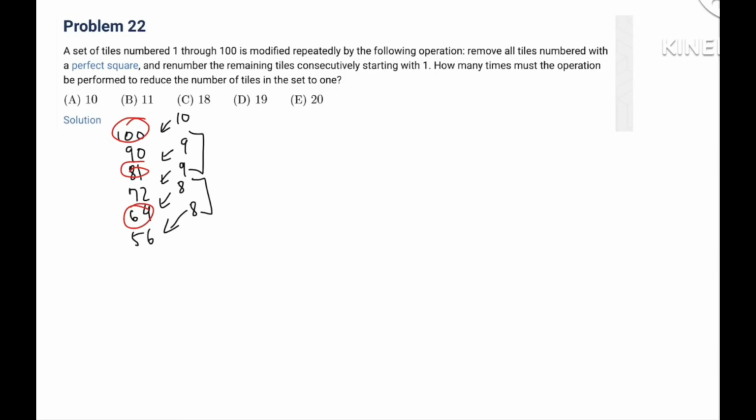So how many times must the operation be performed to reduce the number of tiles in the set to 1? So the final thing would be 1, and so to make this 1, this would have to be 2, and then since this is 2, the one above it must be 4, so this must be 2, and then the one above it must have been 6, so this would have been 2. And so we can see that this pairing of sorts goes on until the 2's.